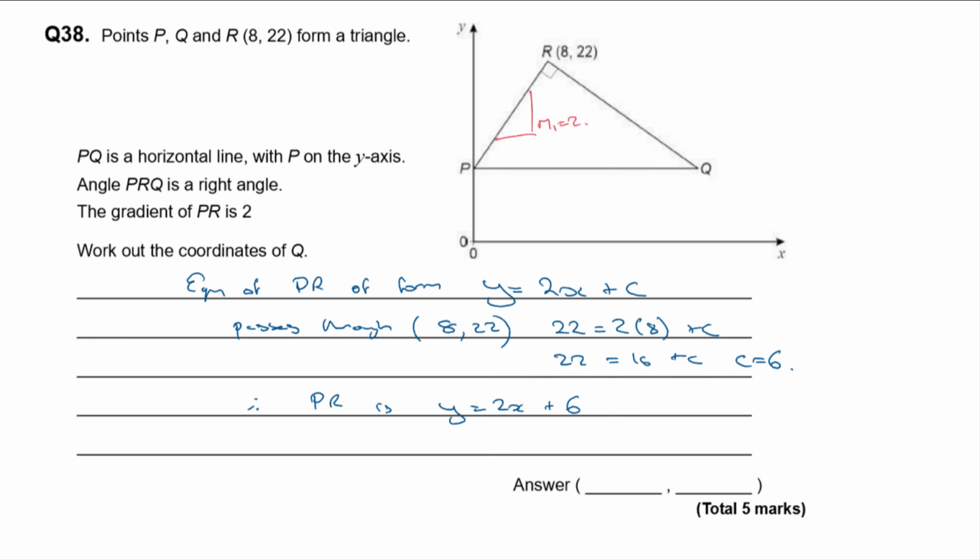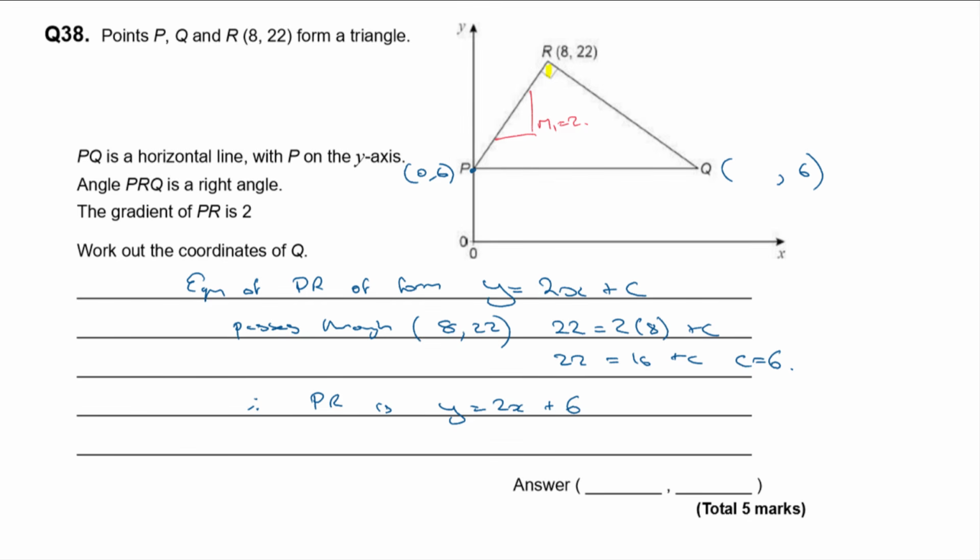Okay? Right, so that point there must be 0, 6, mustn't it? Because that's the y-intercept. So we know one coordinate of Q now. It's going to end in 6, because remember that PQ is a horizontal line. Now we just need to find the x coordinate. Right, so what do we know? We know that that's a right angle, and therefore RQ is perpendicular to PR.